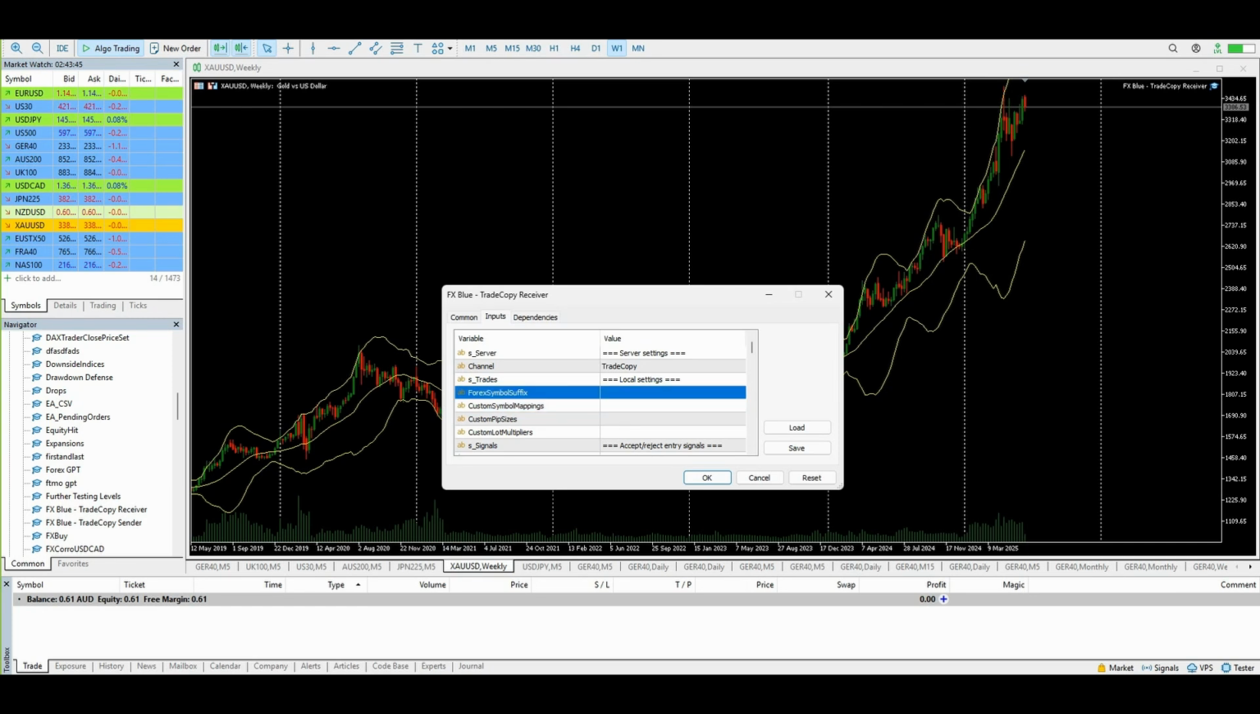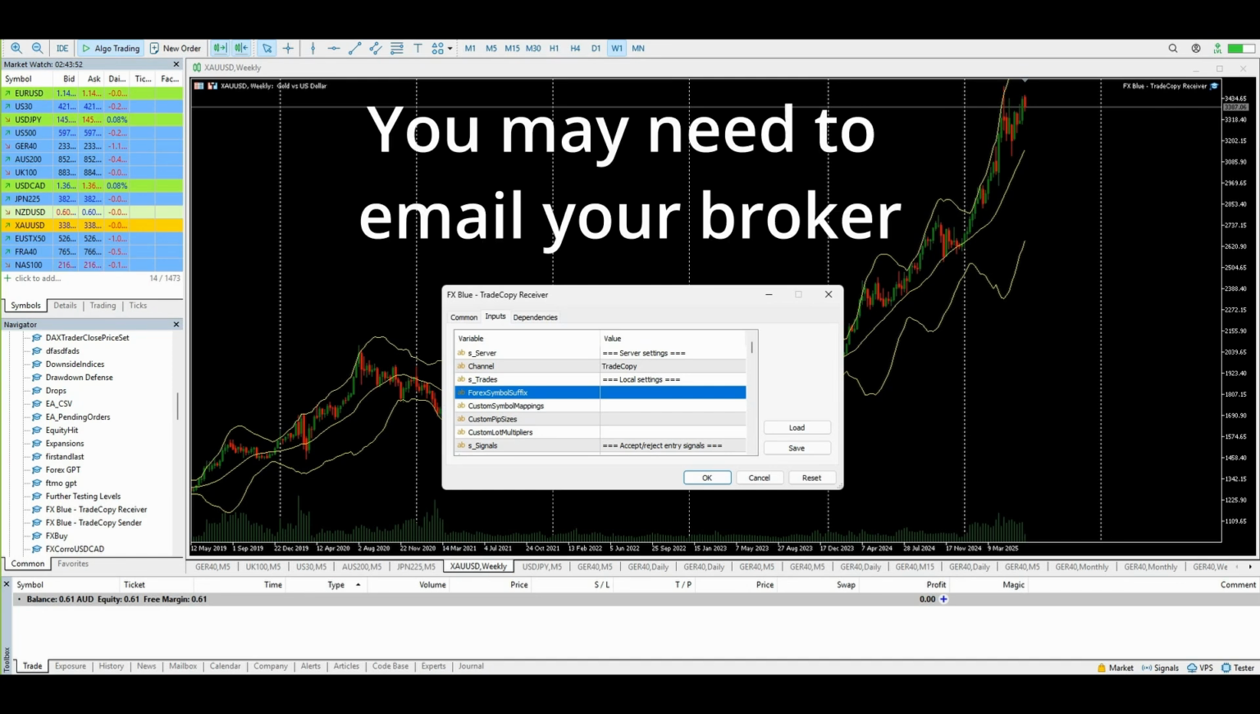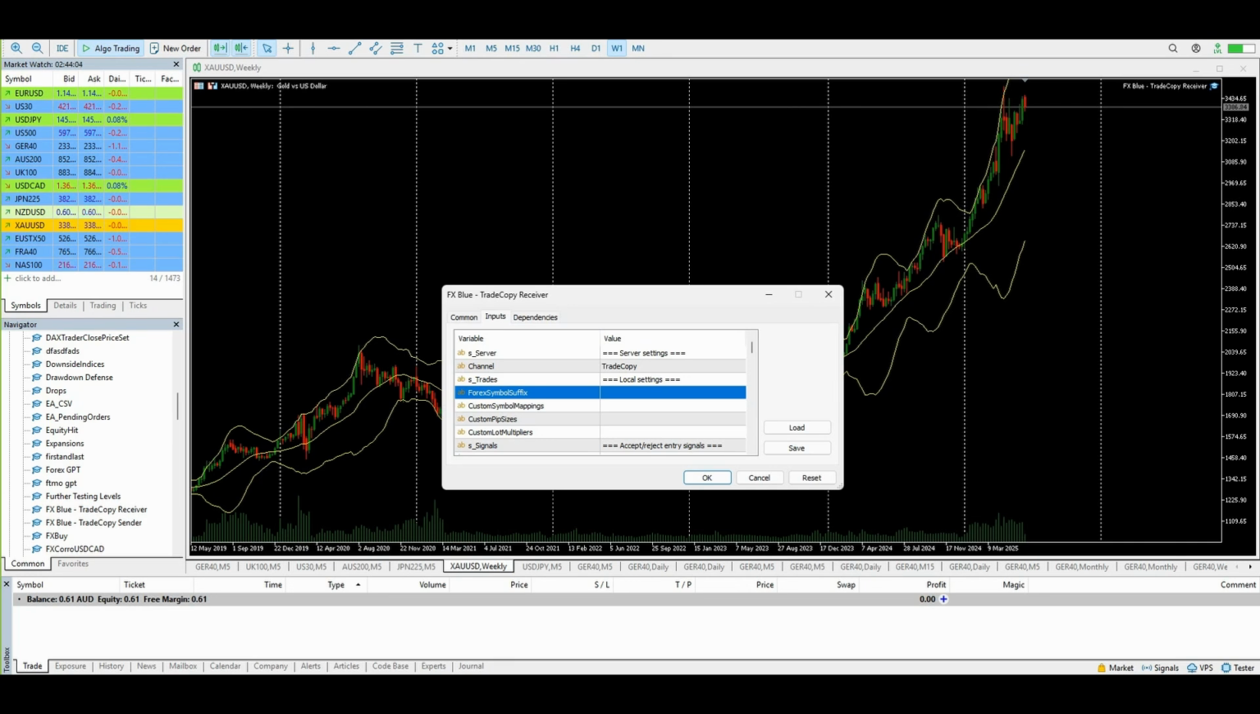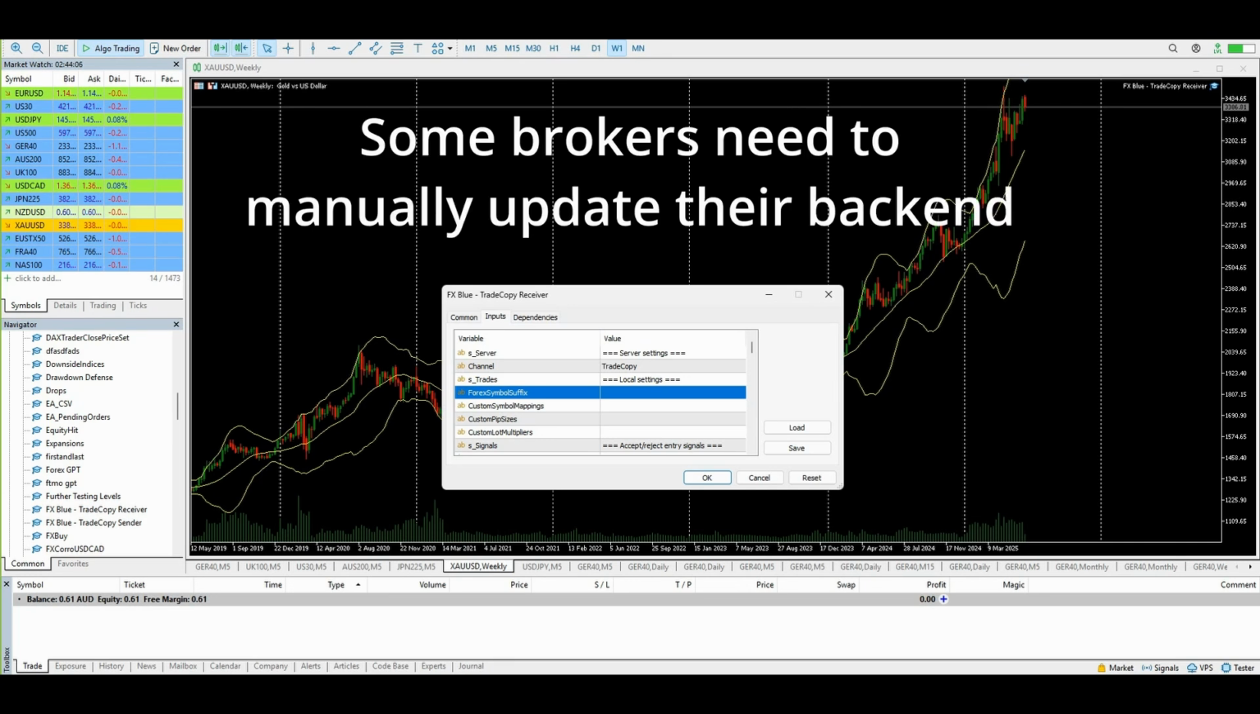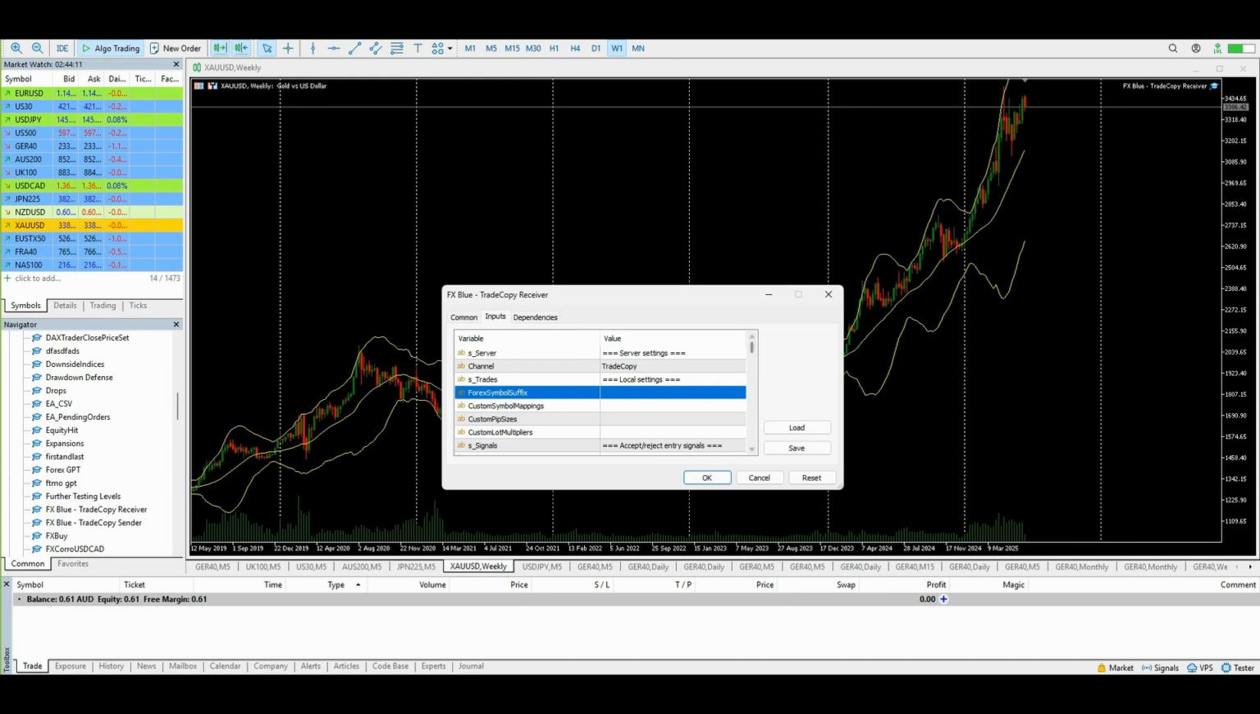If this doesn't work and you're sure that both symbols are matching as per your mappings, you may need to get in touch with your broker to allow an FX Blue Trade Copier to operate. Some brokers require a manual change in their back end, so just an email will help sort that out and they should get straight onto it for you.